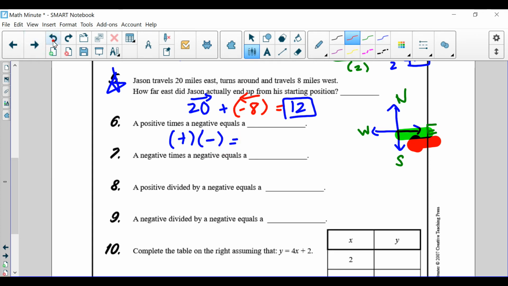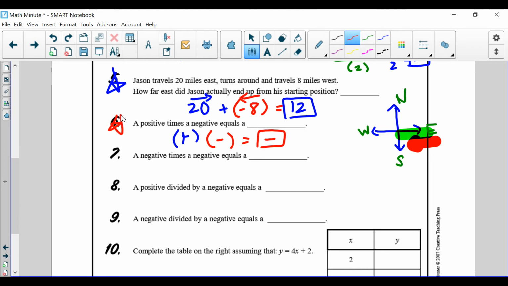I think it's probably better if we use colors here. So I'm going to change it up and actually use colors. A positive times a negative is going to be a negative. All right, give yourself a star if you got that one.